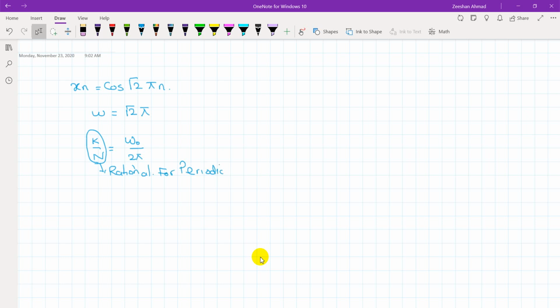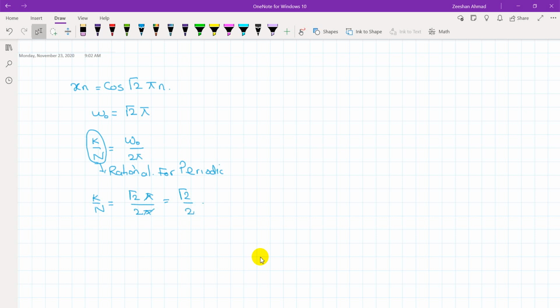So now let's substitute here. I'll just write k by n here, just to have the ratio, because I'm interested in finding k by n. Omega naught is equal to, I can say this is my omega naught here, so this will be square root of 2 pi by 2 pi. Obviously pi will be cancelled, and I basically have square root of 2 by 2 here.